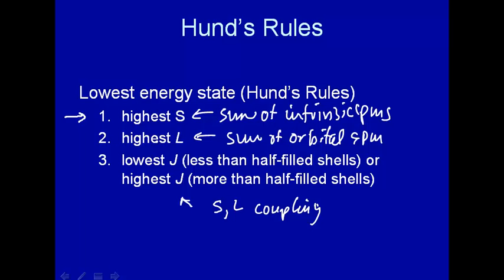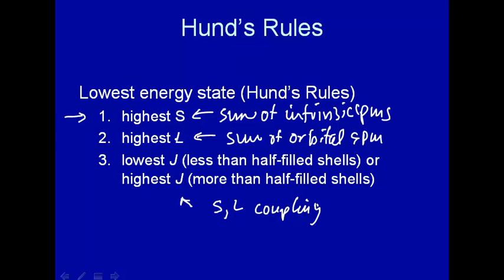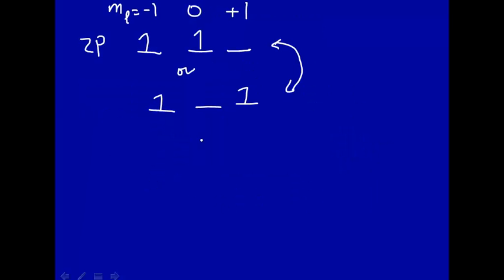Now let's look at highest L. What does that mean? Let's again look at carbon, our nice friendly carbon, 2p. We said Hund's Rule number 1 is we're going to have a parallel spin. But we can put a parallel spin here, or we could put a parallel spin here, where, remember, these are different values of m sub l: minus 1, 0, and plus 1. So which one of these is the lowest energy? Well, Hund's Rule says take the highest value of L, the highest value of the combined angular momentum. And recall that the combined angular momentum is different for these two cases.